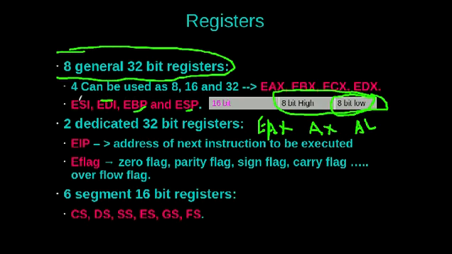And usually, if we're not using them for an array or a stack, we can use them as general registers, for anything. We have 2 dedicated 32-bit registers. Those are really important. We have the EFLAGS register, which holds flags. A flag is 1 bit, and if you remember, I explained those as parity flags, carry flags, overflow flags, sign flags.